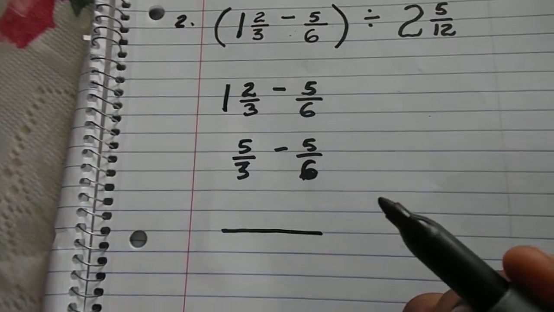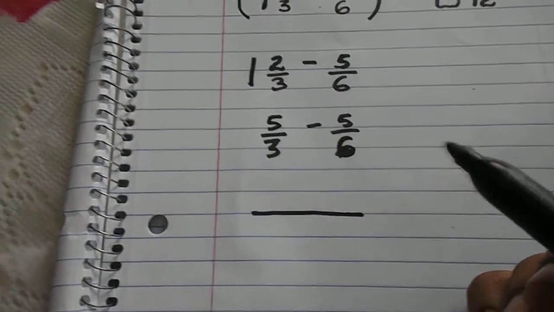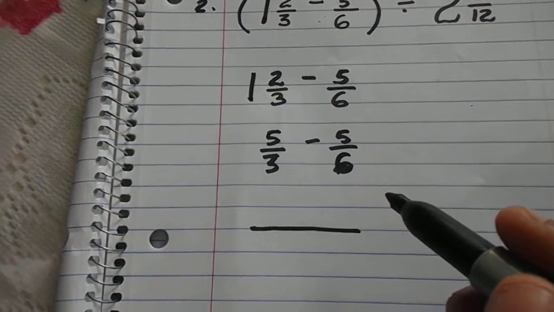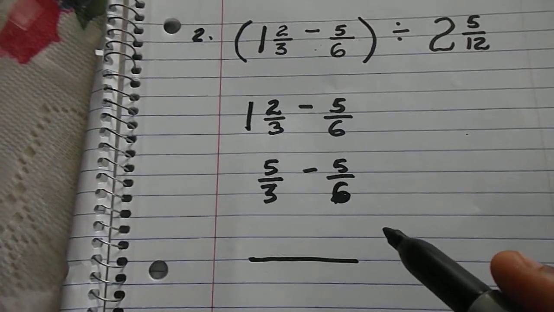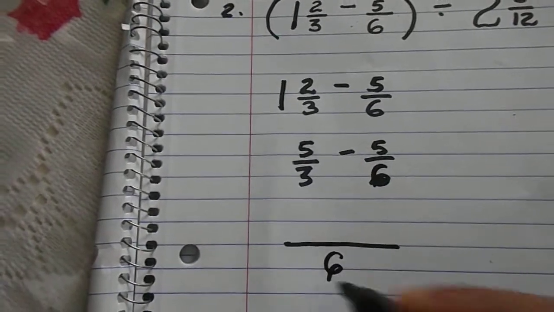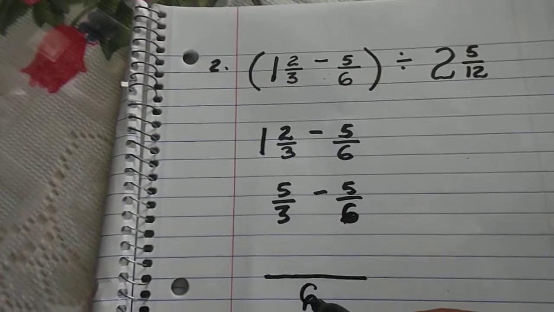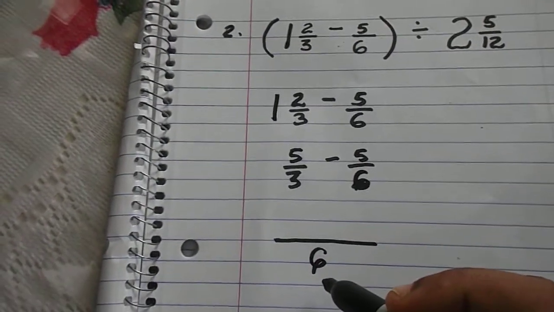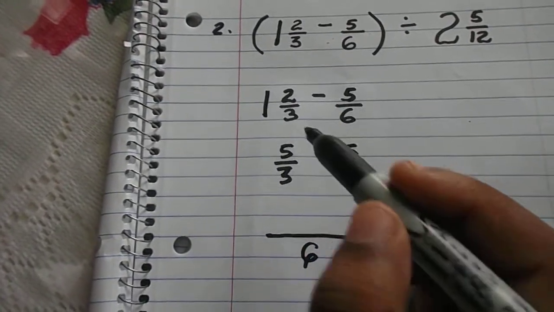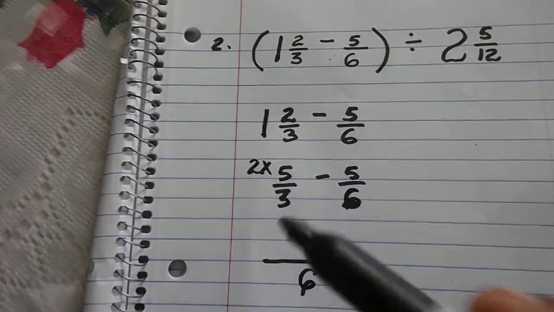What would be the LCM of 3 and 6? Meaning we need to find a number that 3 and 6 can go into, or that number should be able to divide 6 and 3 equally. So let's go. That number is 6. Okay, so we have 3 can go into 6 two times, or the same thing as 6 divided by 3 equals 2. That 2 that we get, we use it to multiply our numerator.